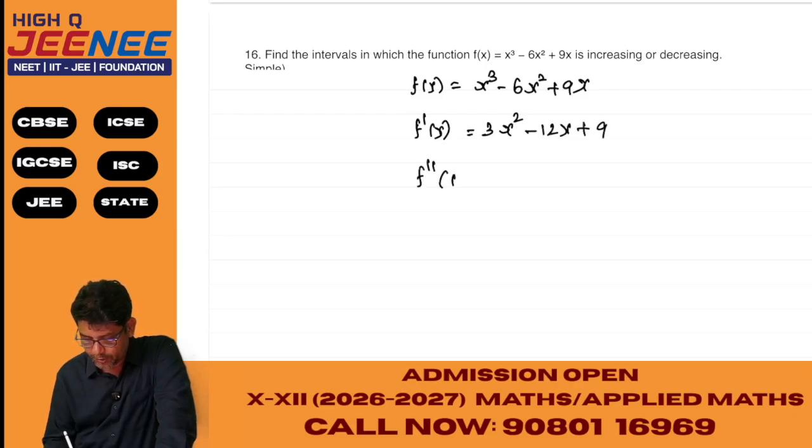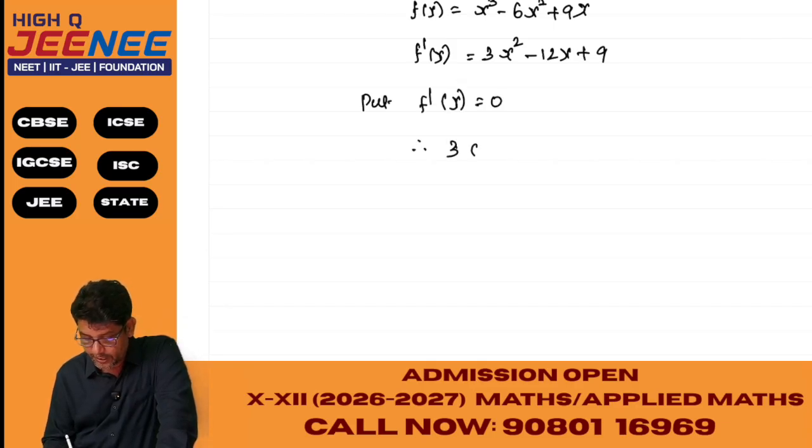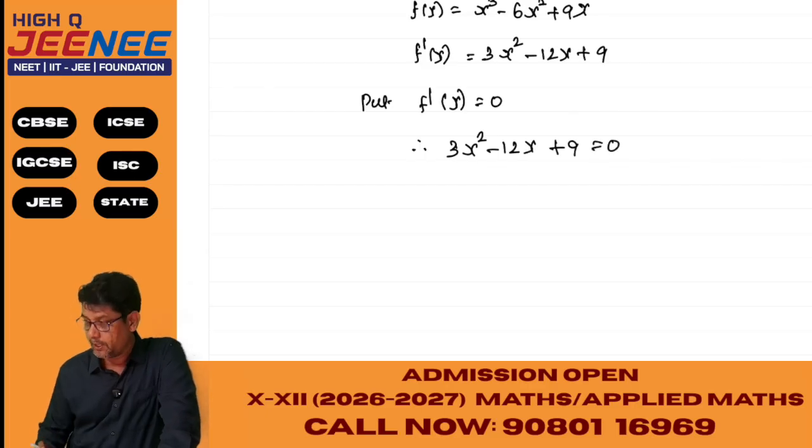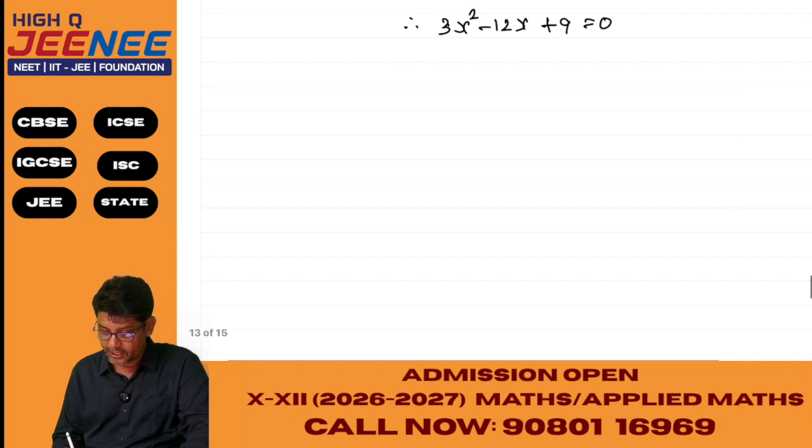Then f double dash of x, 6x minus, oh, sorry, this is not maxima minima. Now critical point. What is it? Put f dash of x equal to 0. So 3x square minus 12x plus 9 equal to 0. In each term, 3 is common. Divide each term by 3. What are you going to get? X square minus 4x plus 3 equal to 0.